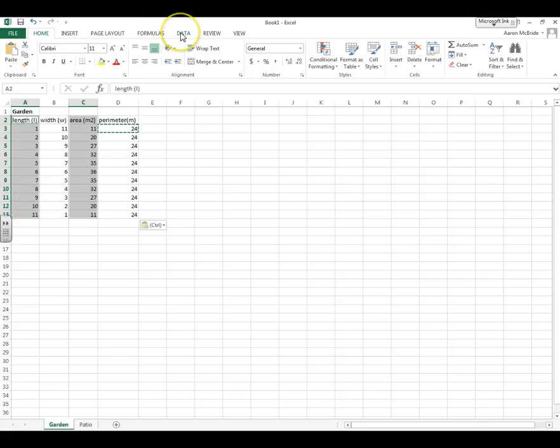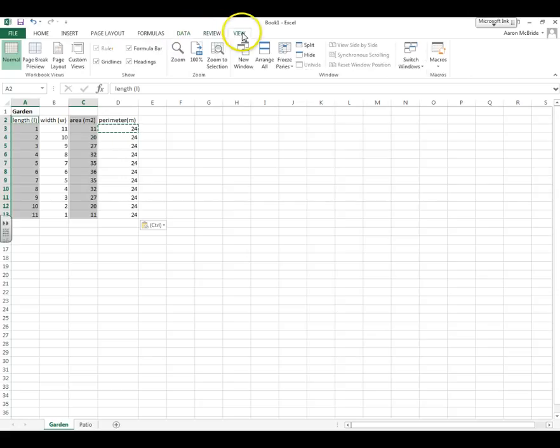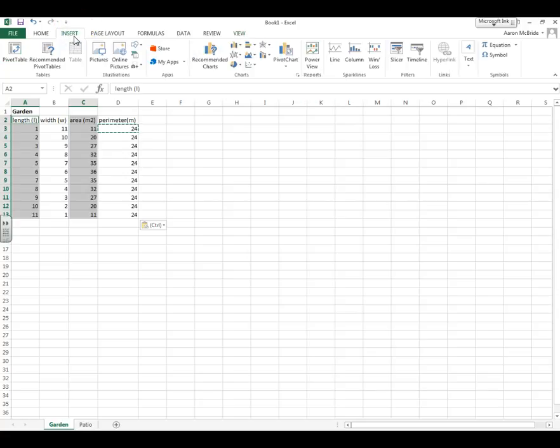Now I'm going to go over to the data menu at the top here, and as soon as that pops up, I'm looking for some kind of a graph wizard or a graph icon. I don't see that, so let's go to view here. Okay, how about insert? I think it's under insert. Yes, insert. Now what do we want to insert?